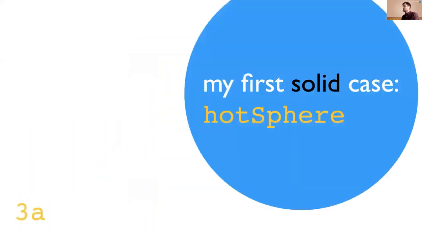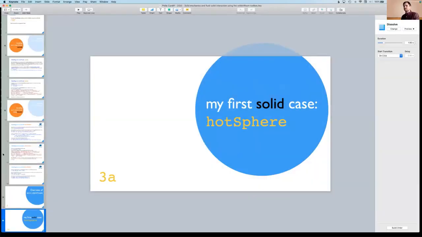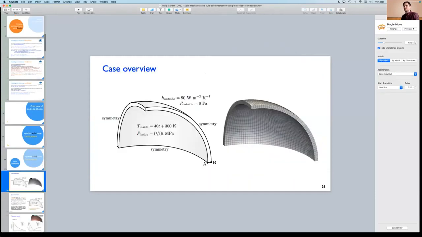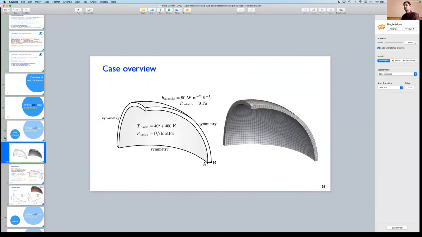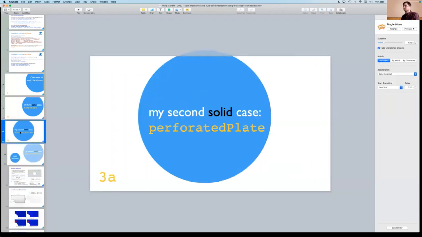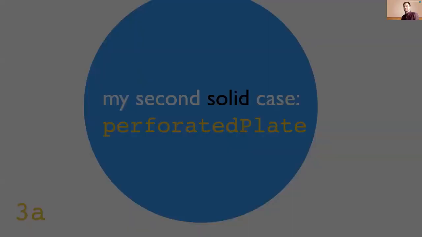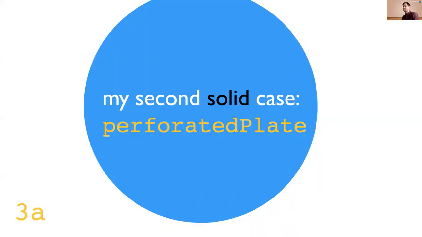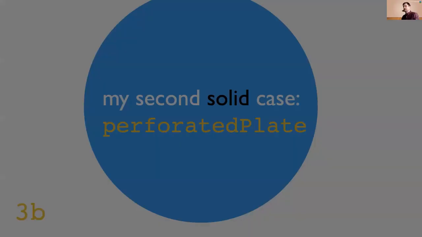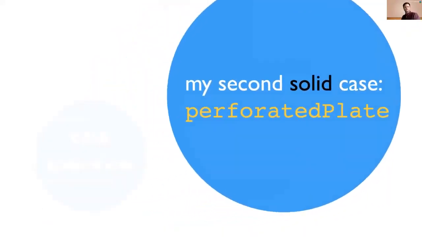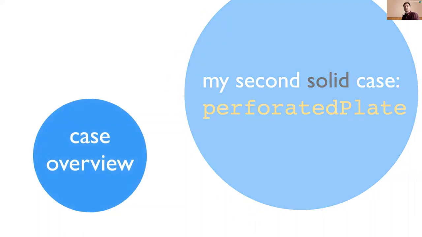Okay, I said there's my first solid case called hotSphere. Rather than going through this one, which I think I showed in the presentation this morning, it's this pressurized sphere, and it's a thermomechanical problem. So instead, I'm going to skip over that and go to my second solid case. I'll still hold your hand as we go through it. In fact, that should say V. I'll edit as we go. It's called perforatedPlate. As we go through this, I'll jump between the terminal and my slides.